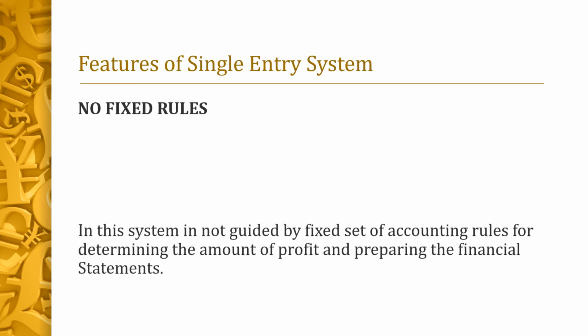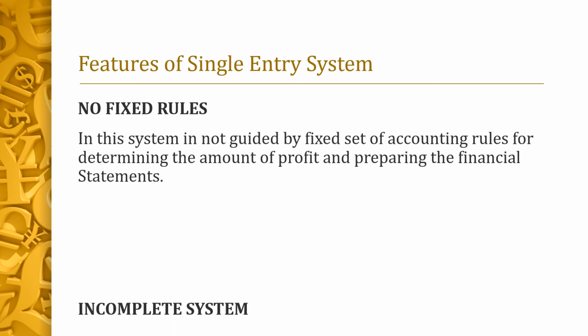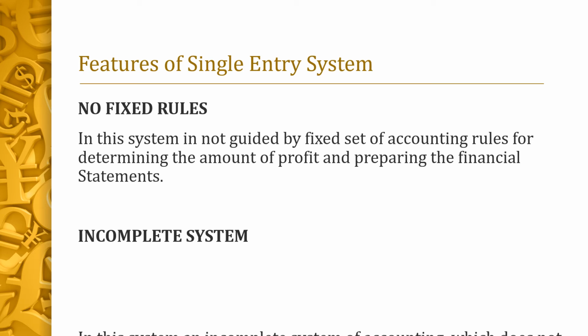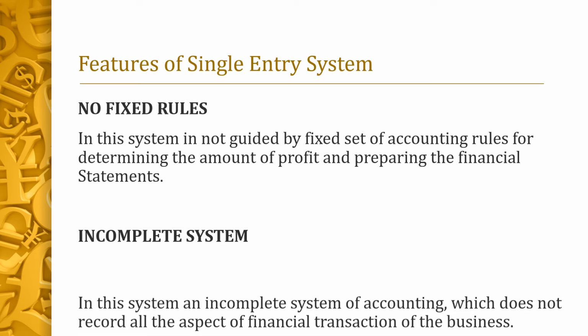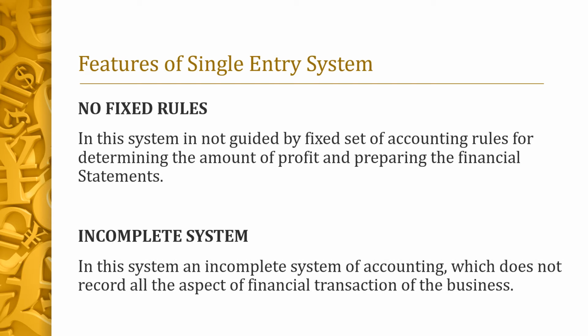The first feature is no fixed rules. This system is not guided by a fixed set of accounting rules for determining the amount of profit and preparing the financial statements. The second is an incomplete system. It is an incomplete system of accounting which does not record all the aspects of financial transactions of the business. The next is the cash book, which is purely working.